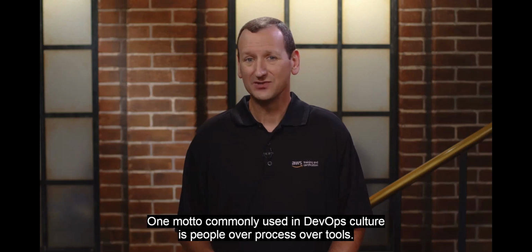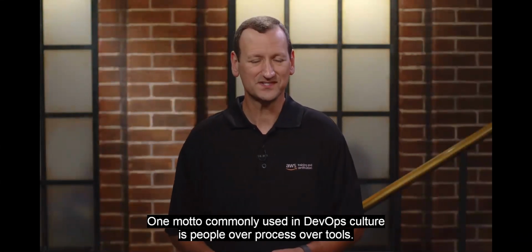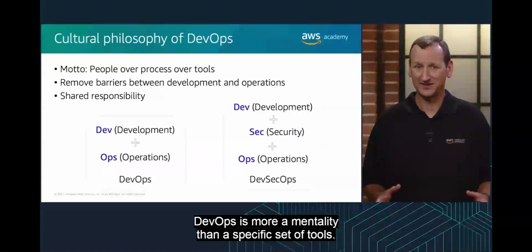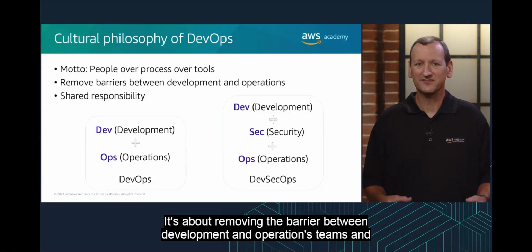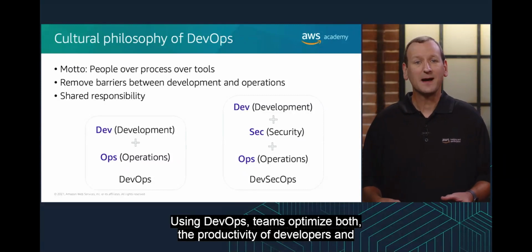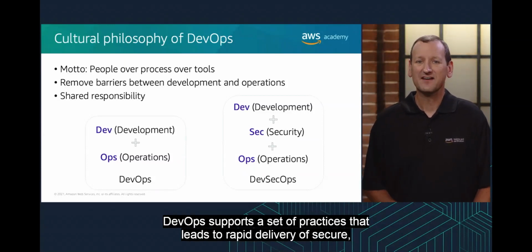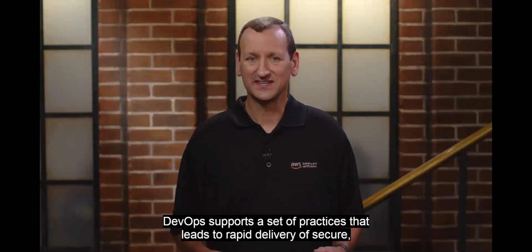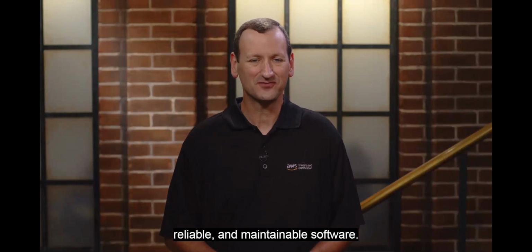One motto commonly used in DevOps culture is people over process over tools. DevOps is more a mentality than a specific set of tools. It's about removing the barrier between development and operations teams and getting them to communicate with each other. Using DevOps, teams optimize both the productivity of developers and the reliability of operations by working together. DevOps supports a set of practices that leads to rapid delivery of secure, reliable, and maintainable software.